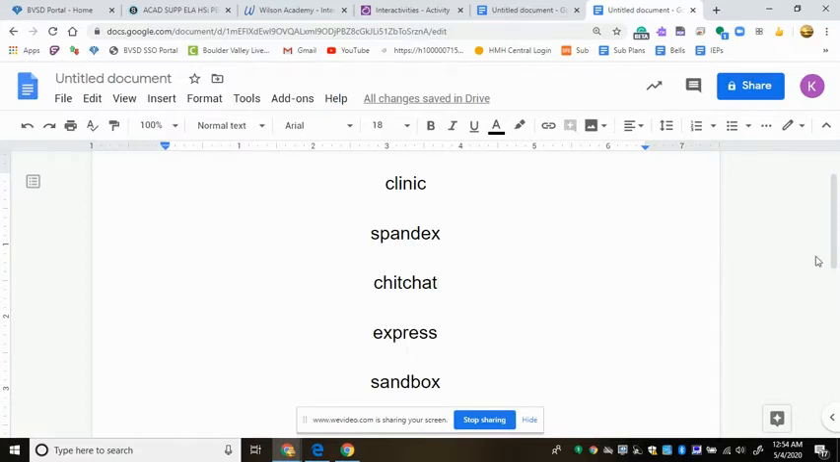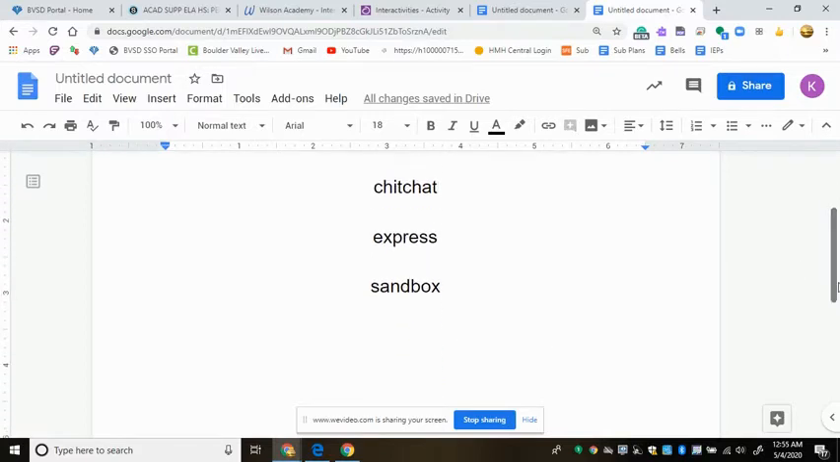Next word, express. Where do the syllables divide here? Keep in mind the blends, like the PR, always stay together. Don't ever split them apart. So where does the syllable division start here? The first syllable that you scoop is EX, and the second syllable that you scoop is press. 2 syllables in express.